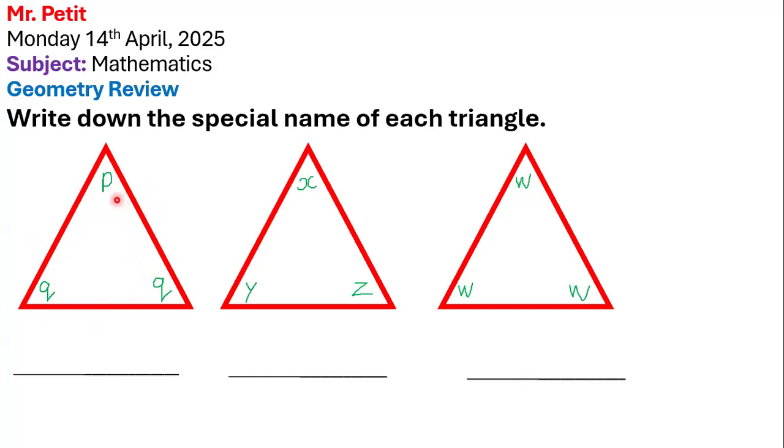How many persons think it's isosceles because two sides are equal and one side is unequal? I'm gonna go with that. How many persons think it's equilateral? Jada, you think it's equilateral? Maybe. Okay.